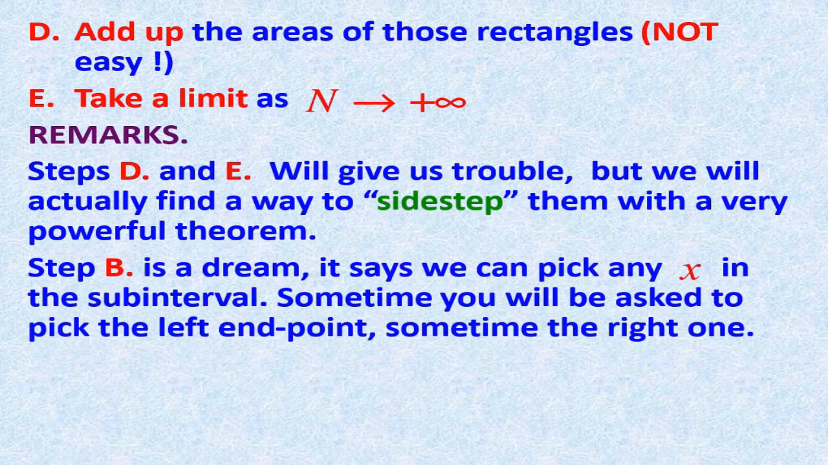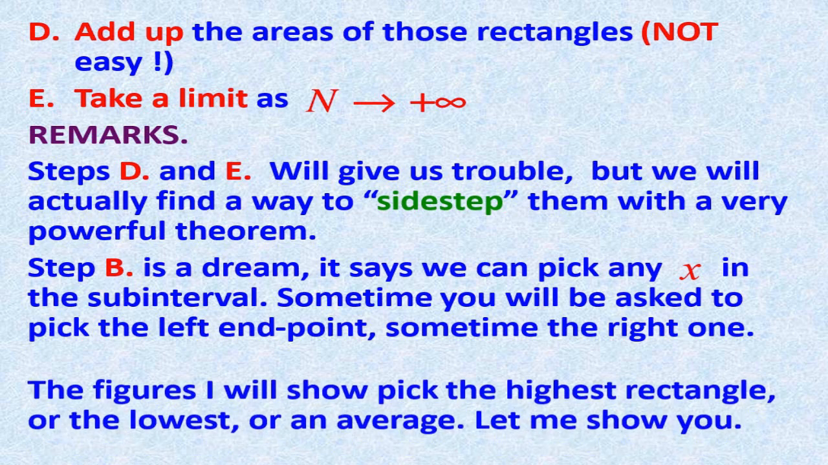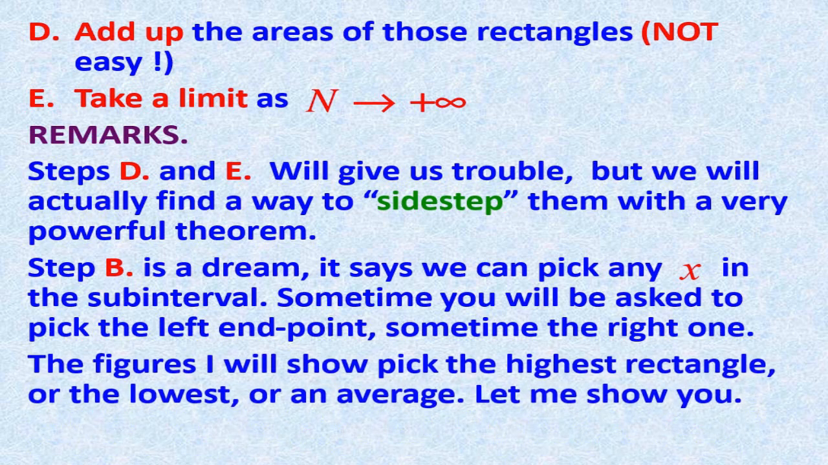And step B, what I said earlier, where we randomly select an x, is a dream. It says we can pick any x in the subinterval. Sometimes we'll be asked to pick the left endpoint, sometimes the right one, or in between. In the figures, I will show picking the highest rectangle or the lowest or an average. Let me show you. The first one is some curve as before.